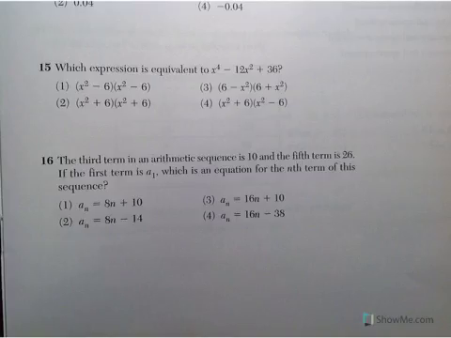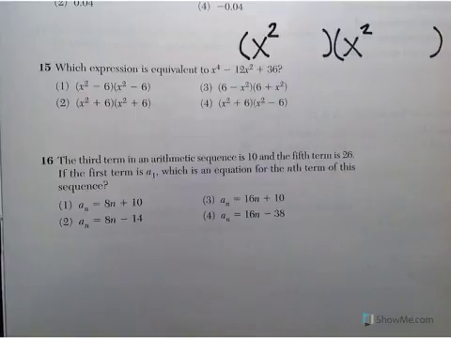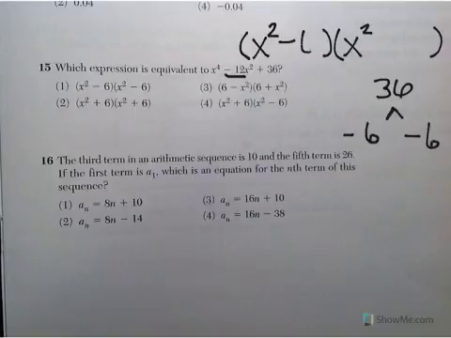Number 15. Which expression is equivalent to x to the 4th minus 12x squared plus 36? Well, here we just have to factor. So instead of x squared like we're used to, we have x to the fourth. So we're going to break that up by x squared and x squared. And then I have a positive 36. We'll have to list factors of 36 that add up to a negative 12. So I have to have two negative numbers because they have to multiply to a positive, add to a negative, and those two numbers will be negative 6 and negative 6. So I'll have x squared minus 6 and x squared minus 6, which is choice 1.